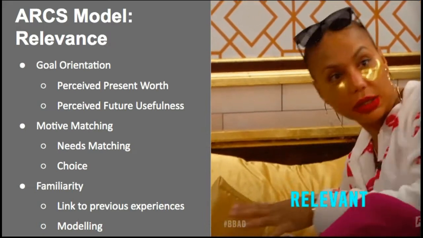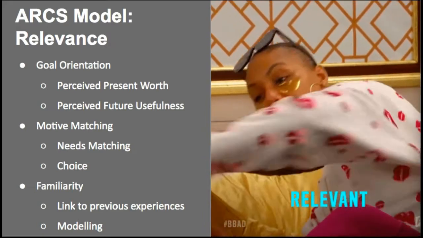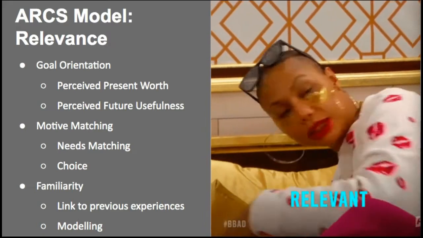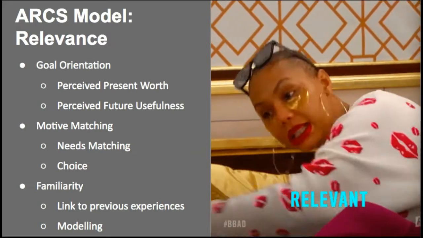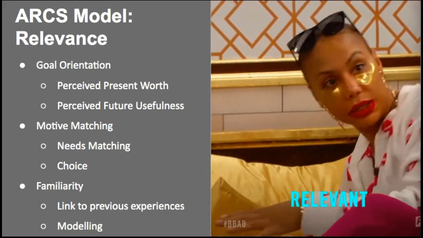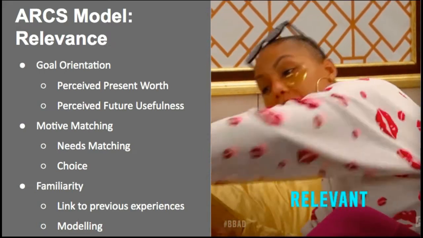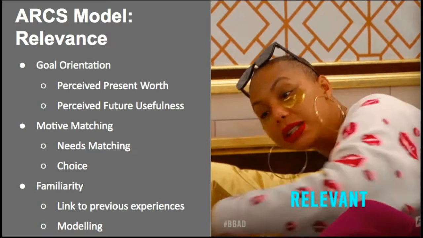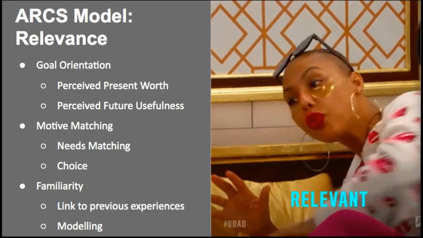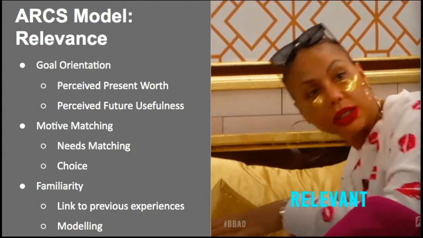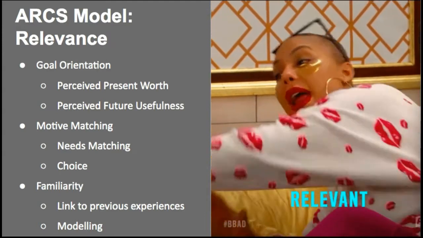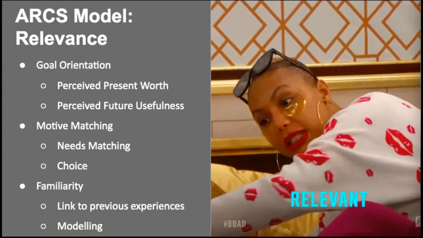Goal orientation, you can certainly say, look, this is important now, this will be important in the future. Motive matching is maybe more of a two-step process. It's identifying potentially learners' needs and trying to match what you present and provide based on that. Alternatively, there might be an element of choice, so you might let learners choose their own instructional method, their own learning strategies, how they go about doing something, and so on and so forth.